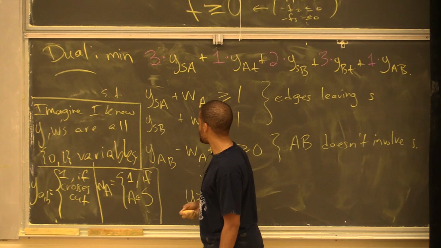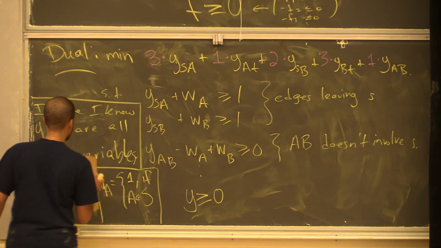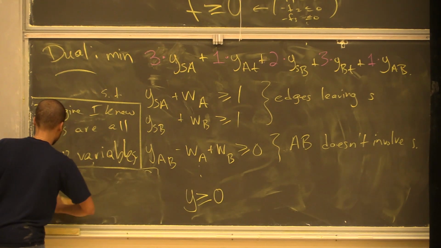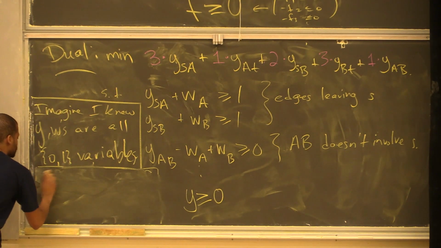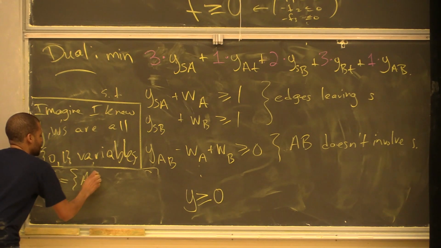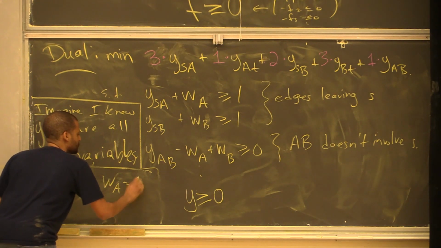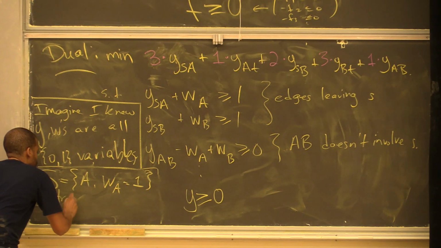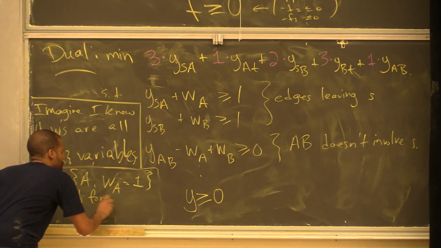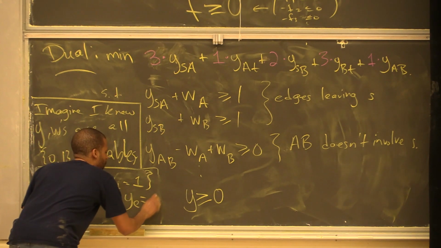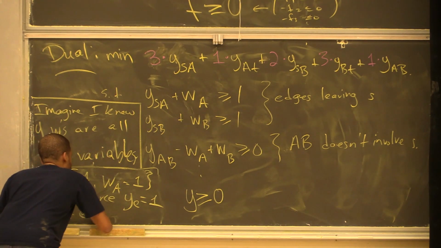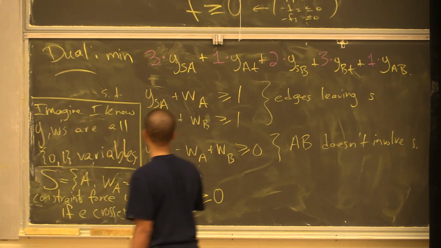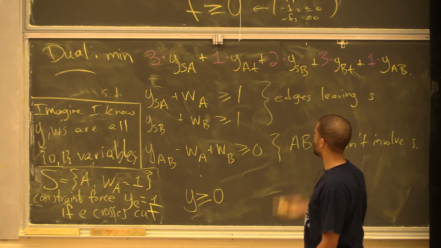Or said a different way, if I knew they were 0, 1 variables, what I could define is a cut. I can define a cut S, where S is the set of all A such that WA is 1. And then I claim that the constraints force YE to be 1 if E crosses the cut in the S to T direction. And then I would have actually the value of the cut.